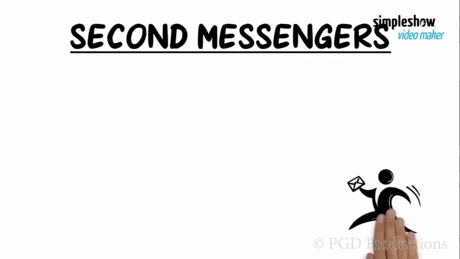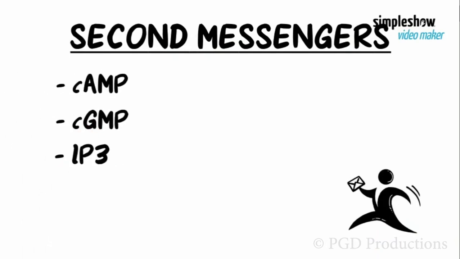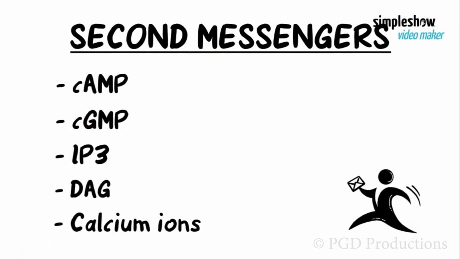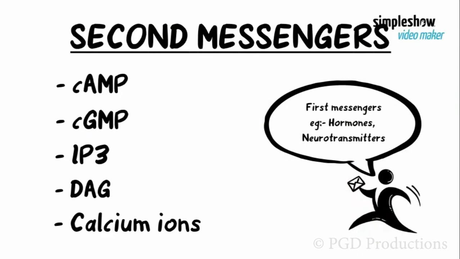Second messengers are intracellular mediators that bring out the biological response. Examples are cAMP, cGMP, IP3, DAG, and calcium ions. First messengers are extracellular ligands that bind with the target cells, such as hormones.